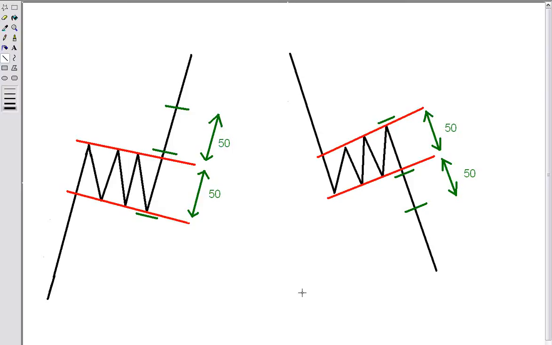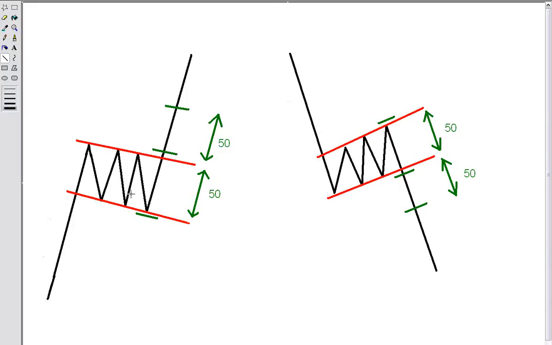So now that we know how to identify a flag, we're going to go through exactly how to trade it. Before we go into our real charts, I just want to spend a couple of seconds going through how to enter the trade, where to put your stop loss, and how to measure your profit targets. But I want to do that in this basic drawing first, because then it's going to be a lot easier to reference on the real charts.